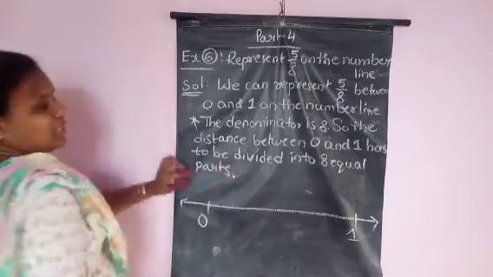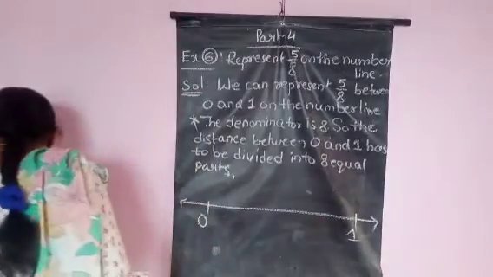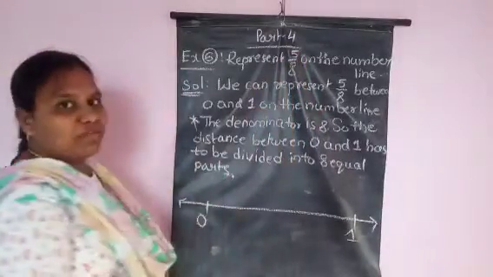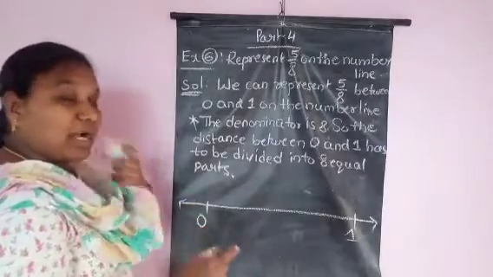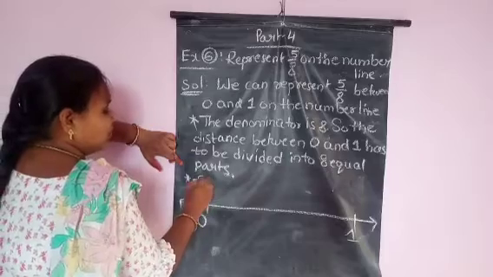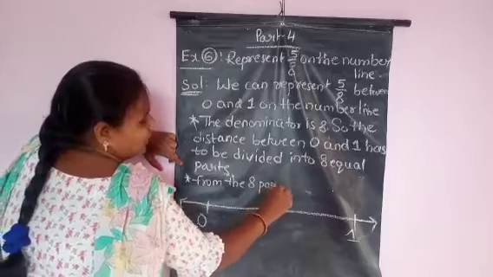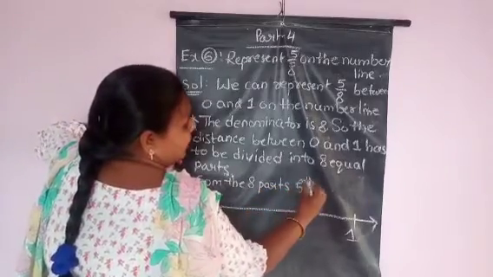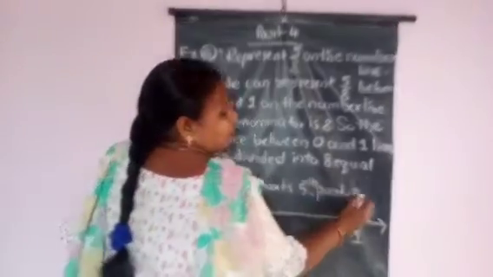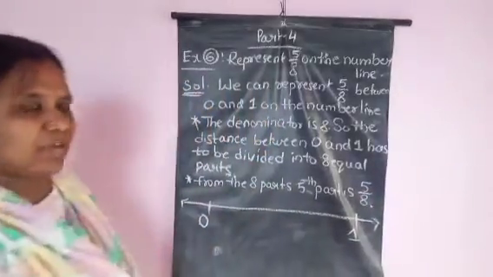Not only 8 parts, but 8 equal parts. From the 8 equal parts, our numerator is 5. So from the 8 parts, the 5th part is our location. The 5th part is 5 by 8.